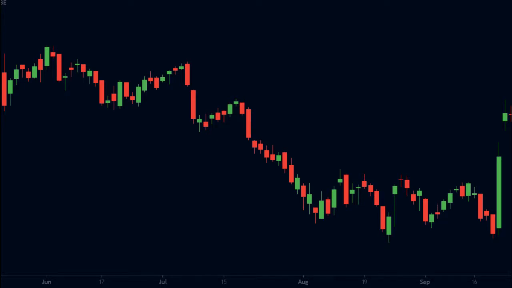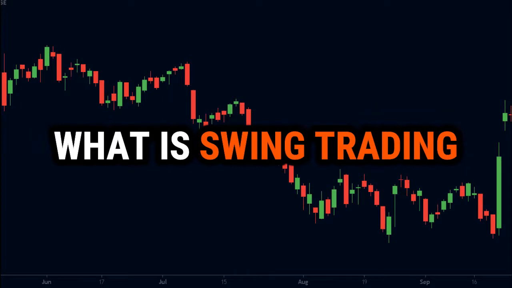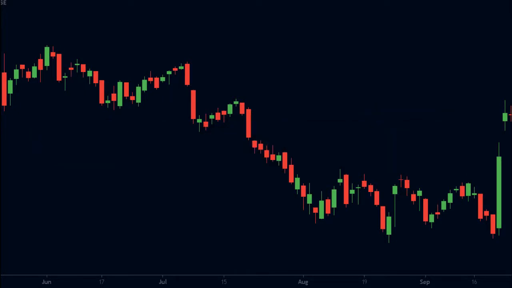With that being said, let's get started. First, let us understand what is swing trading. Just like day trading, swing trading is also a style of trading.